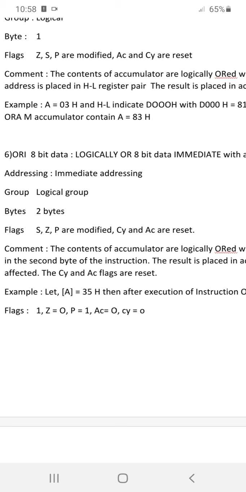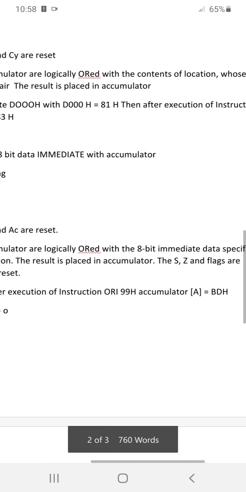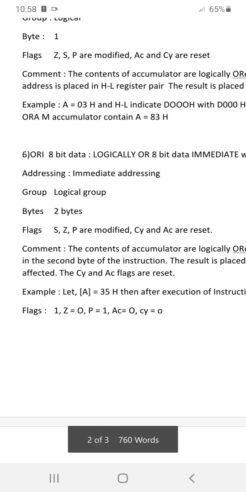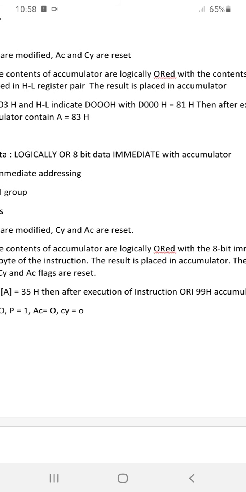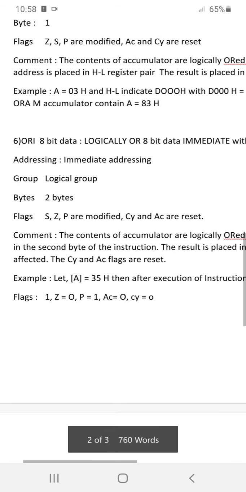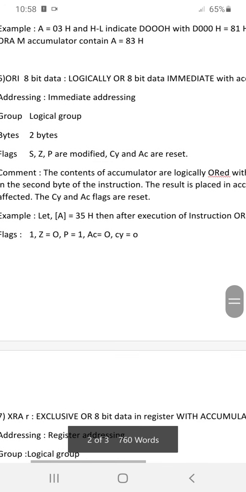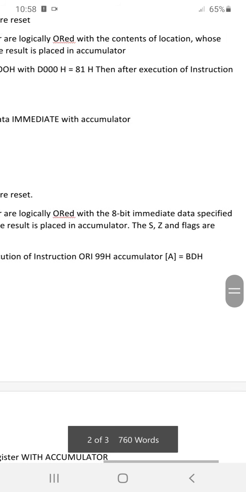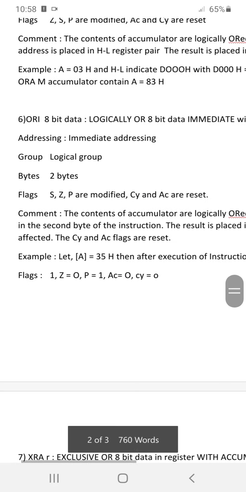Here also the sign, zero and parity flags are modified. Carry and auxiliary carry are always reset. The content of the accumulator is logically ORed with the 8-bit immediate data specified in the second byte of the instruction and the result is placed in the accumulator. For example, if the accumulator contains 35 hex, after execution of the instruction ORI 99 hex, the accumulator content becomes BD hex.